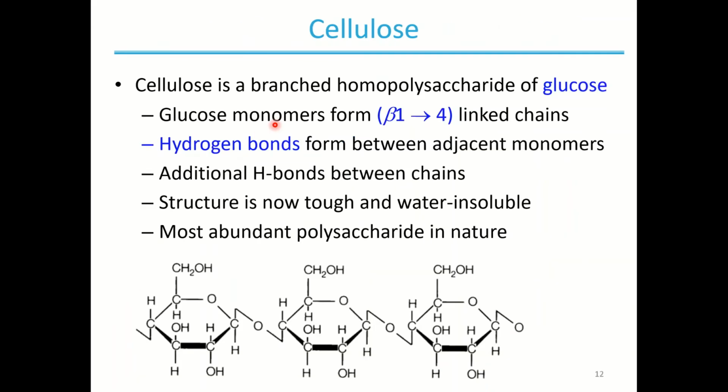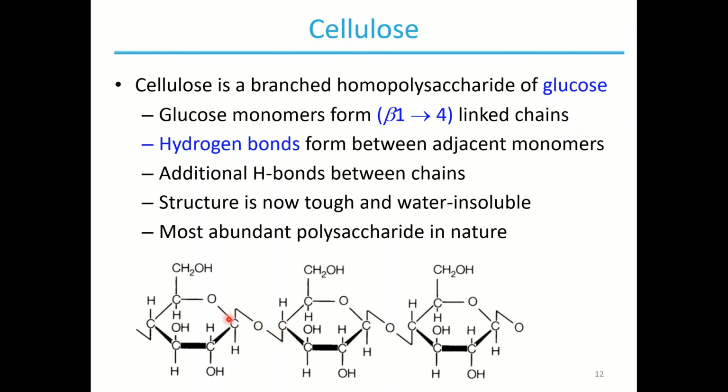Okay, let's talk about some other polysaccharides. Another very important polysaccharide shown on the title slide is cellulose. Cellulose is a homopolysaccharide of glucose. So this is the third polysaccharide we're talking about, and it's only using glucose. Cellulose is different from what we've seen before because it is a beta 1 to 4 linked chain. So instead of the alpha anomer, glucose is in the beta form.